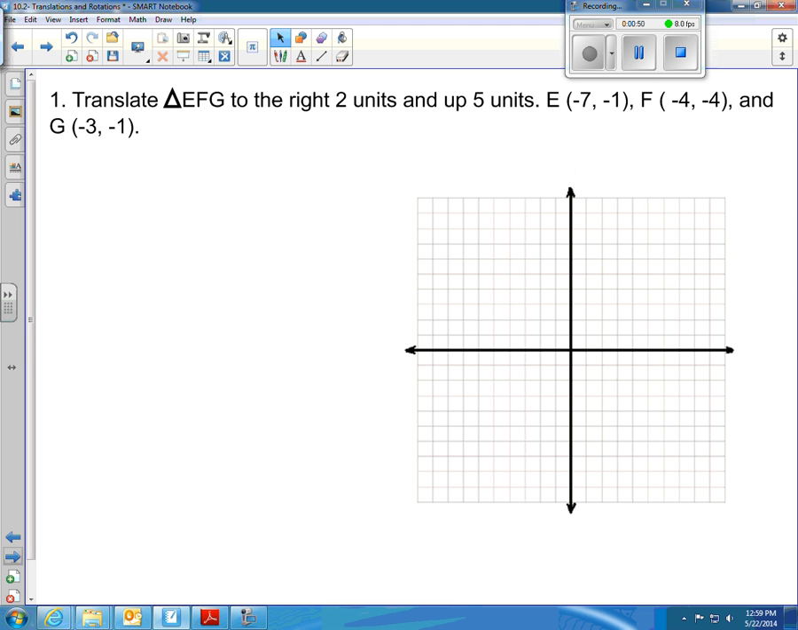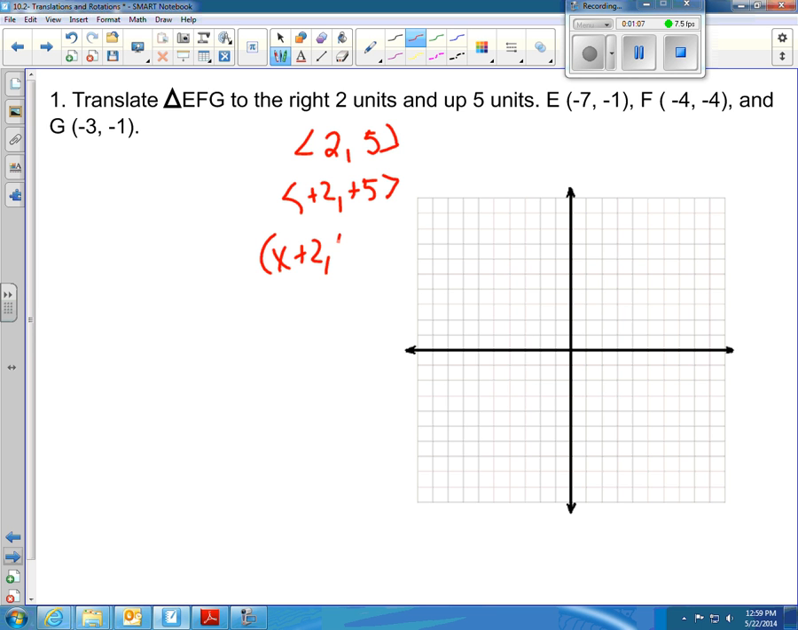All right, so it says translate triangle EFG to the right 2 units and up 5 units. Sometimes you will see this written as (2, 5). Or maybe they might say plus 2, plus 5. Or they might say x plus 2, y plus 5. All of those are going to represent the same thing.